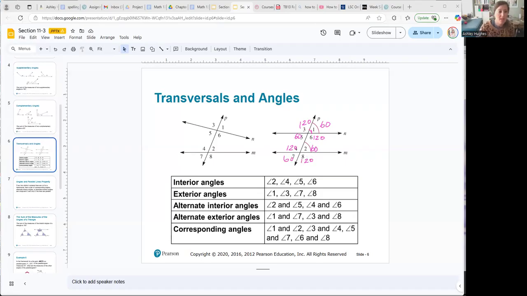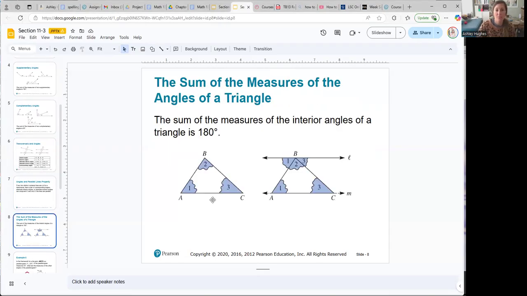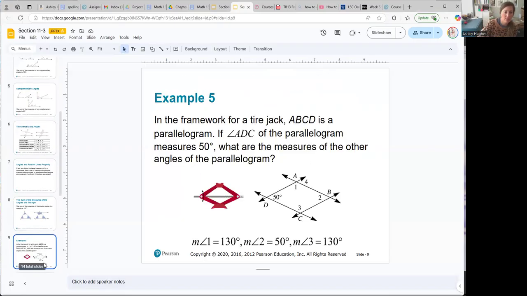So you can easily find all of the angle measurements. You just need to know one if the lines are parallel. The sum of the measures of interior angles of a triangle is 180 degrees. If angle ADC measures 50, what are the measures of the other angles of the parallelogram?